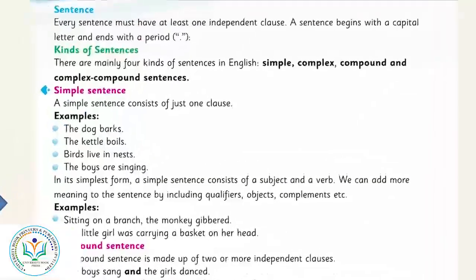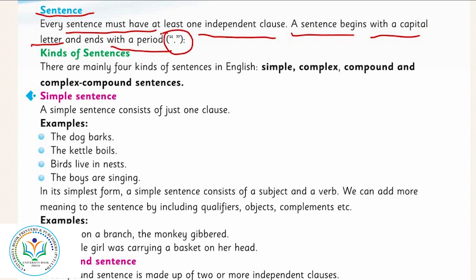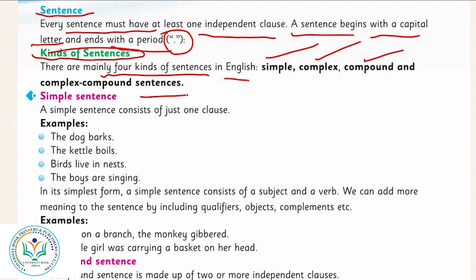First we will take a look at the sentence here. Every sentence must have at least one independent clause. A sentence begins with a capital letter and ends with a period, also called a full stop. We have kinds of sentences. There are mainly four kinds of sentences in English: simple, complex, compound, and compound-complex sentences.